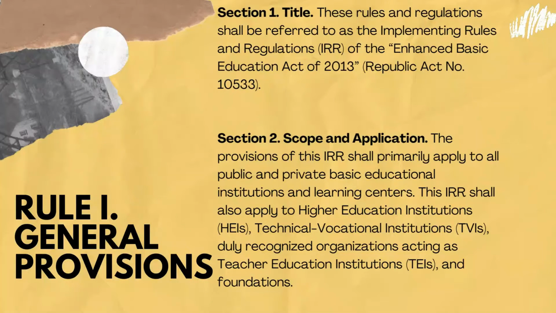Section 2 of Rule number 1. The scope and application. The provisions of these implementing rules and regulations shall primarily apply to all public and private basic educational institutions and learning centers. These implementing rules and regulations shall also apply to higher education institutions, technical vocational institutions, duly recognized organizations acting as teacher education institutions, and foundations.